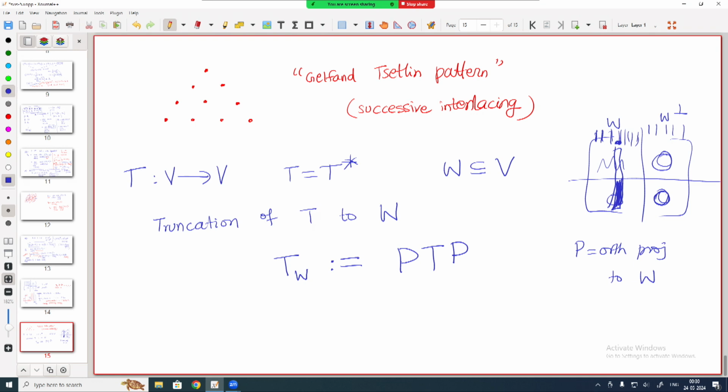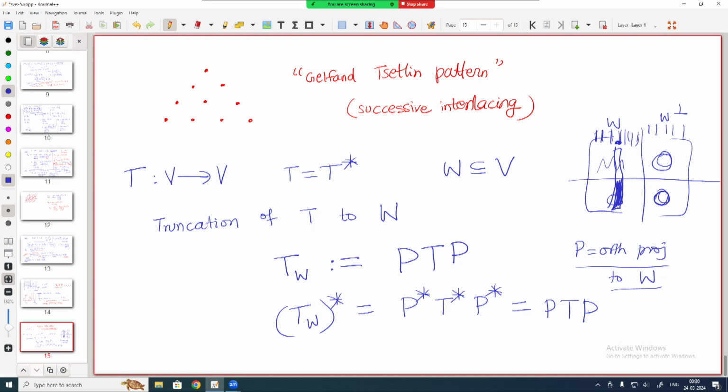Now it is easy to see that this is self adjoint, because what is the adjoint of the truncation? It is just (PTP)*, which is P* T* P*. And what is the property of an orthogonal projection? It is self adjoint; that is an if and only if condition. So this is P, and T is assumed to be self adjoint, and this is P again. So general truncations are always self adjoint for this reason; it is just PTP.